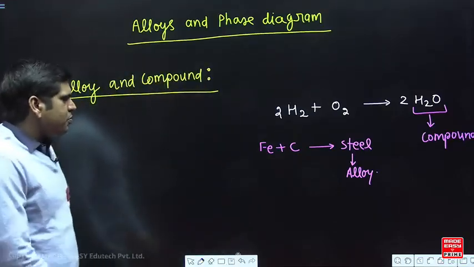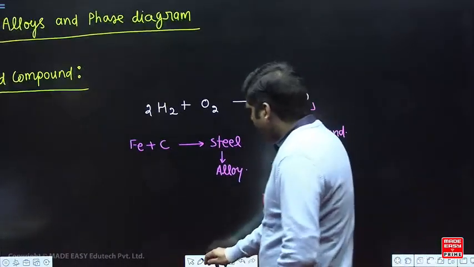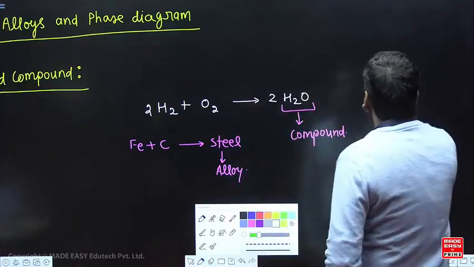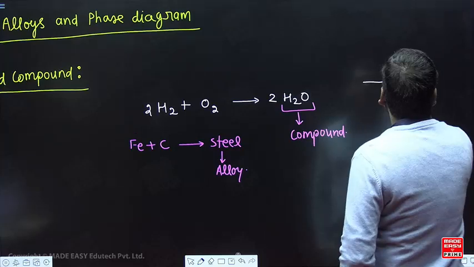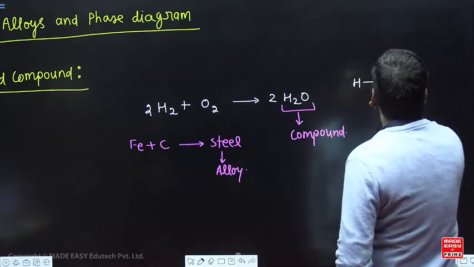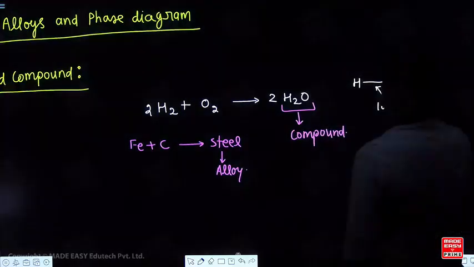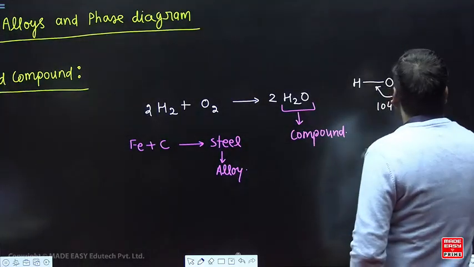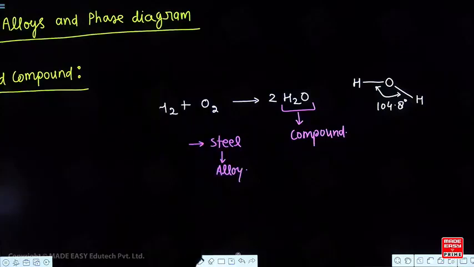You have to keep in mind that when H2O is made, hydrogen and oxygen are bonding with each other and they have a geometrical configuration like this. This bond angle is 104.8 degrees. So they are bonding with each other to make the compound.